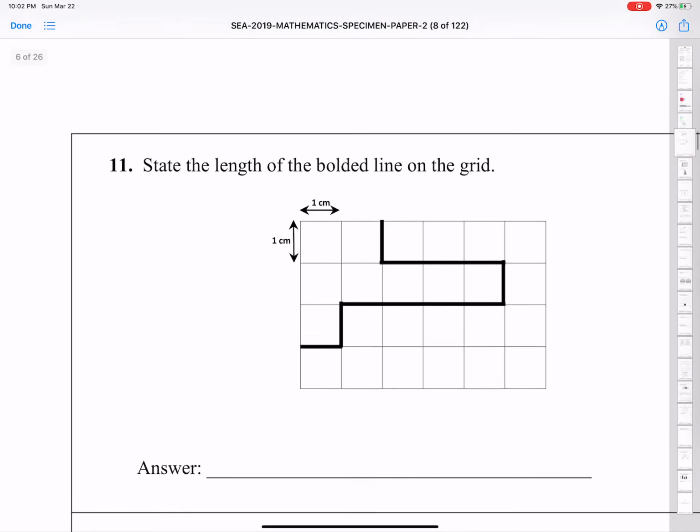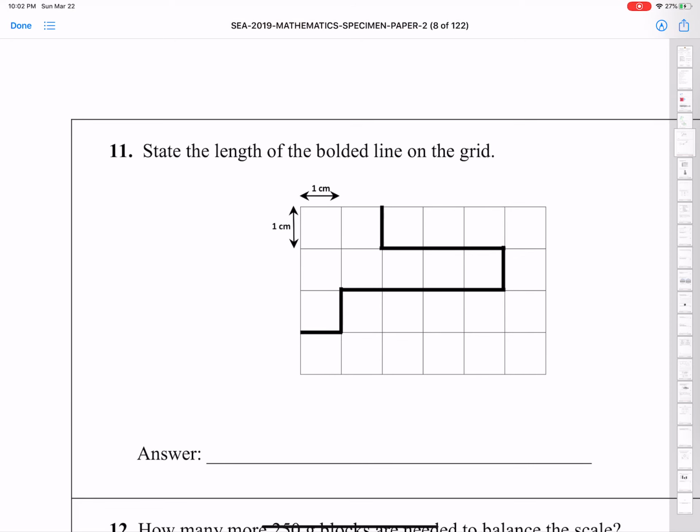State the length of the bolded line. Very, very easy because these boxes are all 1 centimeter wide. They're squares, so I should say the side is 1 centimeter, but I'll still say that they're 1 centimeter wide, 1 centimeter long. So let's follow.